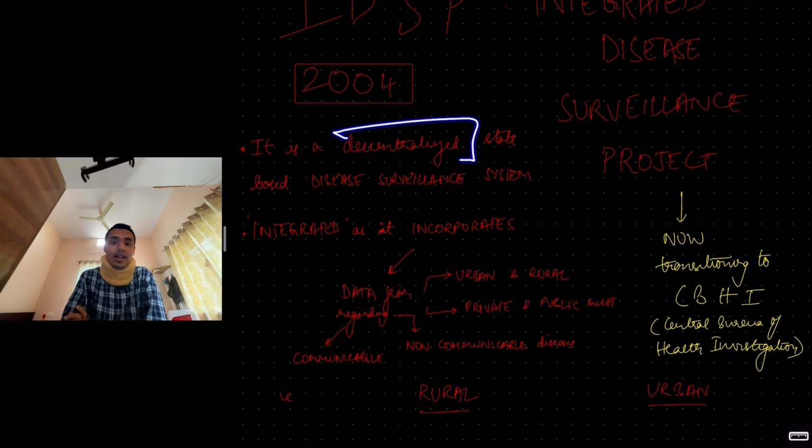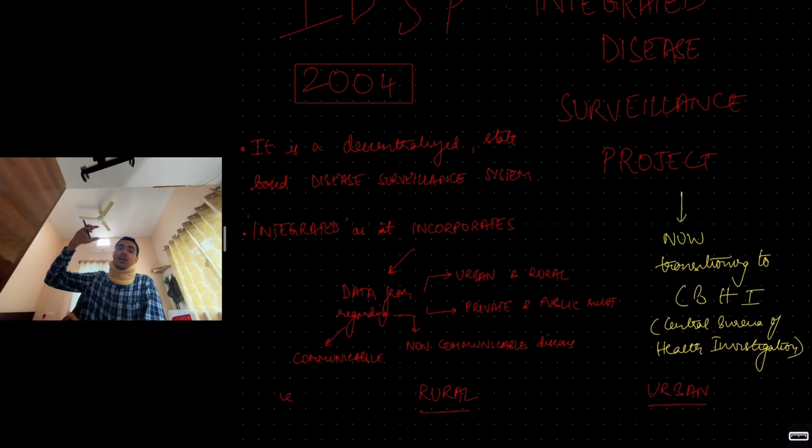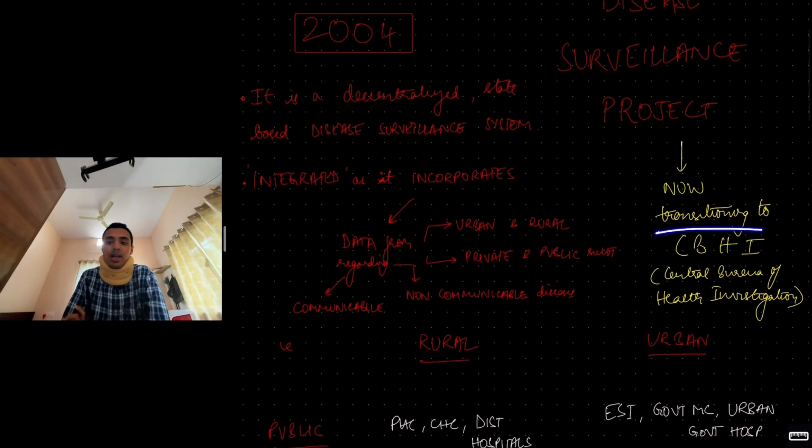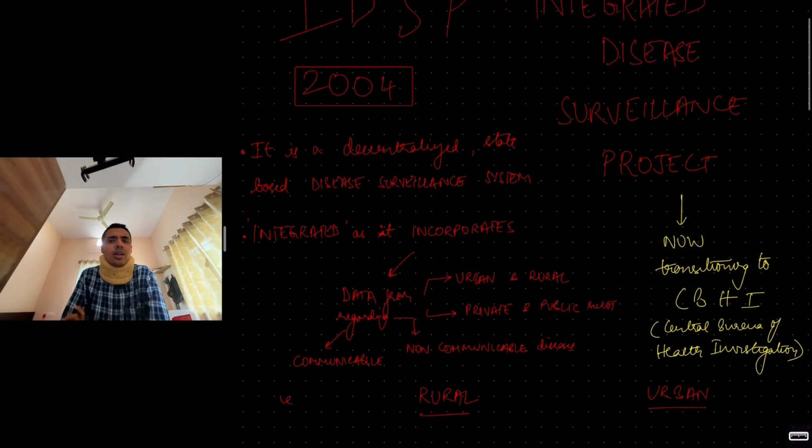It is decentralized. It is not done only by the central government, but it is divided into district level, state level, etc., done throughout the country for disease surveillance. Now IDSP is transitioning into something known as CBHI, that is Central Bureau of Health Investigation, but it is still going on. Currently we are still in IDSP.